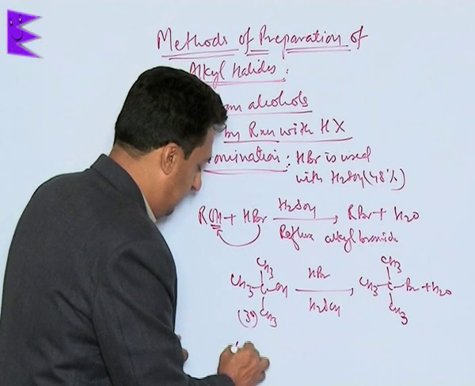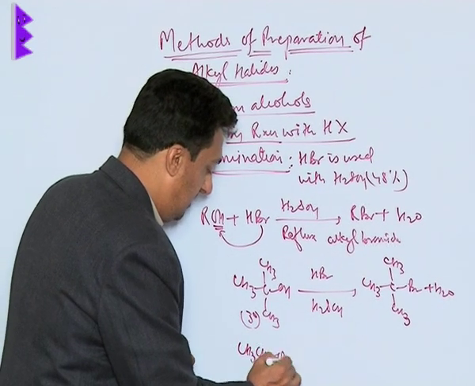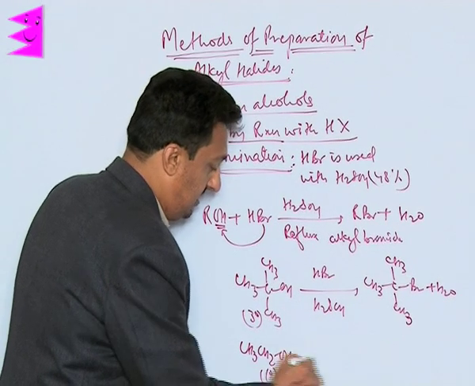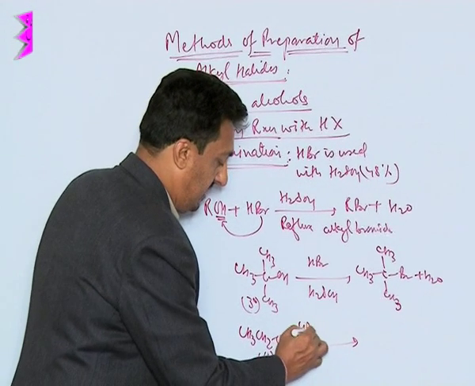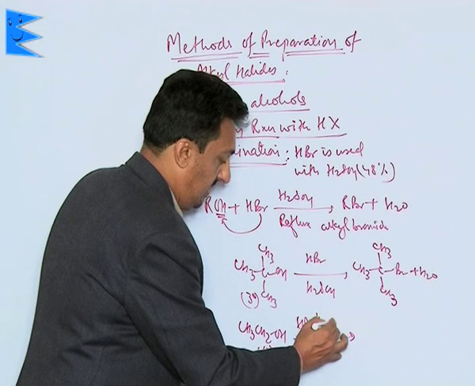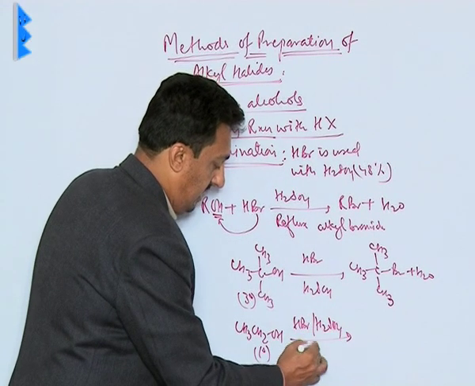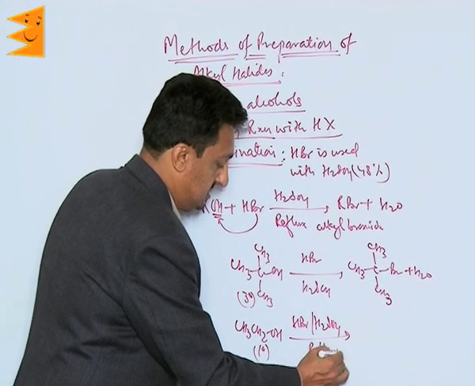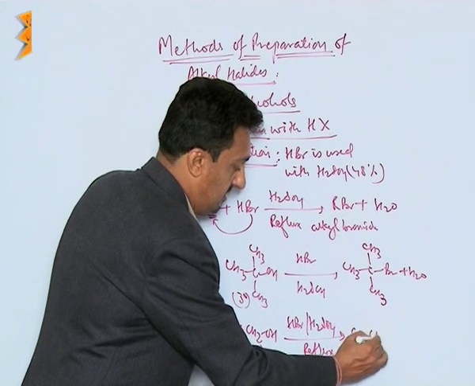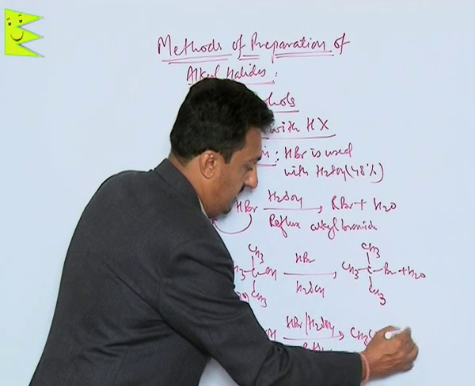Whereas in the same case, if we have a primary alcohol, yes, we have to take HBr, H2SO4, and we have to take reflux, and then only we get the corresponding bromide.